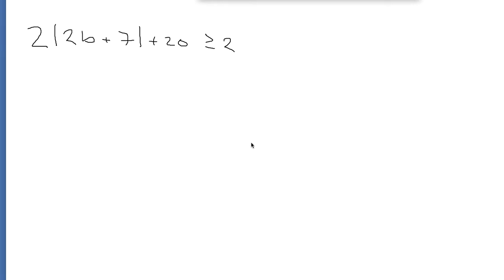This one's number, or a version of number 13 on 3.3. So it's solving an inequality with an absolute value. It's a greater than, but this one has a little trick to it. So let me show you where this gets a little bit funky.